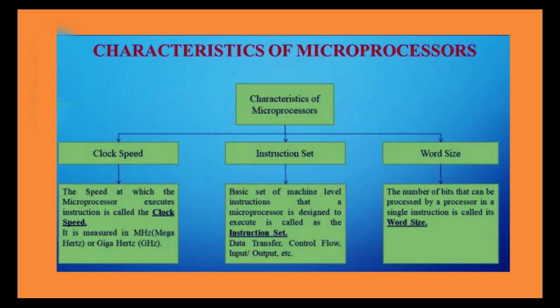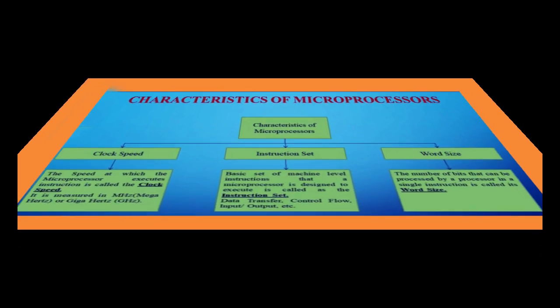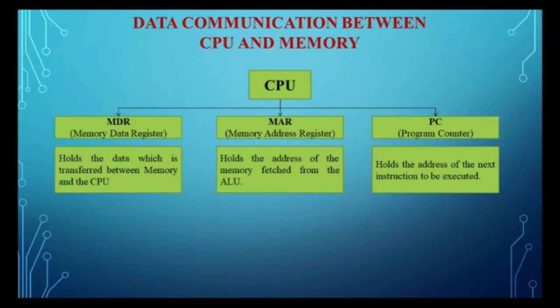This word size determines how much RAM can be accessed by the microprocessor at one time, and the total number of pins of the microprocessor. The word size depends on two things: the amount of RAM accessed by the microprocessor at one time, and the total number of pins on the microprocessor. So this is all about the characteristics of a microprocessor.